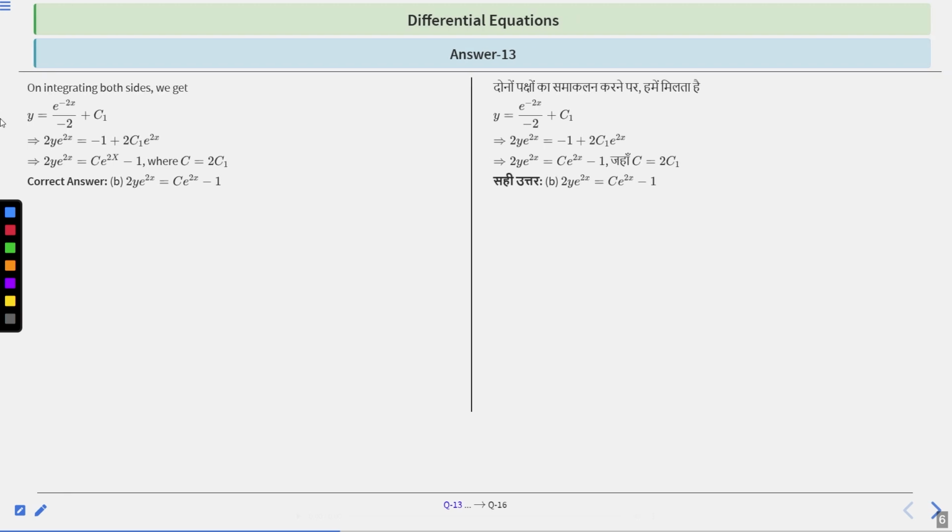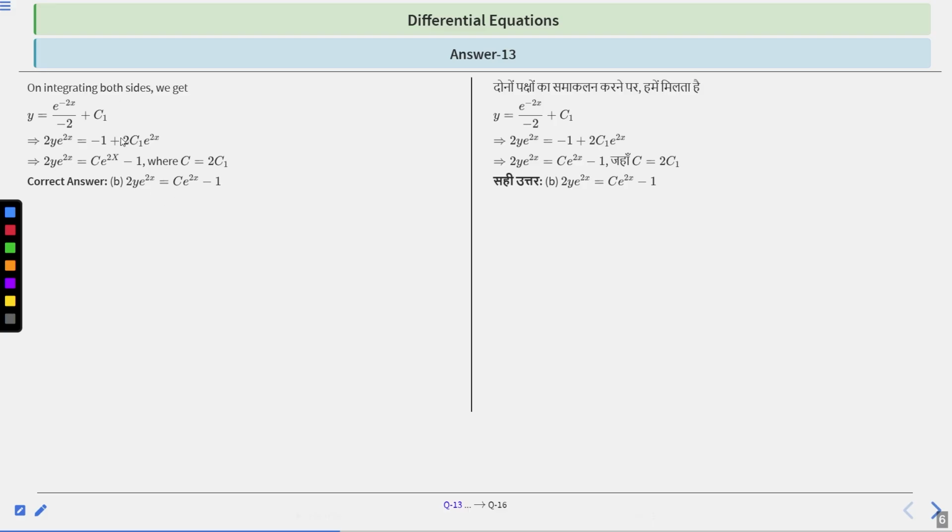So after integrating both sides, we will get y is equal to e to the power minus 2x upon minus 2 plus c1, right? Now on multiplying minus 2 both sides and taking minus common, you will get 2y e to the power 2x is equal to minus 1 plus 2c1 e to the power 2x, right? Therefore, we will get 2y e to the power 2x is equal to c e to the power 2x minus 1, where c is equal to 2c1, right?